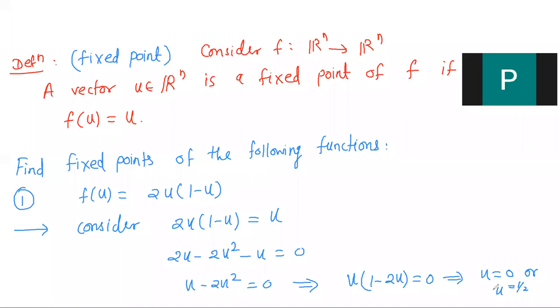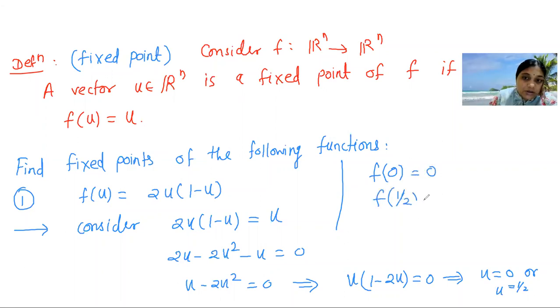Yes, ma'am. It means if it is a fixed point, the function does not change that value. So f at 0 will be 0. f at half will be half. If I substitute u is equal to half in this function, 2 times 1 by 2 is 1 and 1 minus half is half. So f of 1 by 2 is 1 by 2. f of 0 is 0 for this function and f of 1 by 2 is also 1 by 2.